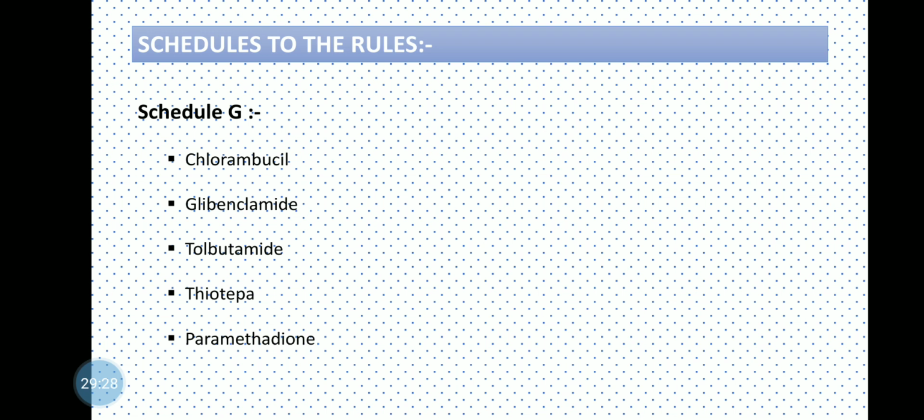What is the reason why it should be taken under the supervision of an RMP? Because it is dangerous to take them except under an RMP. If you have not taken these medicines under the supervision of a registered medical practitioner, it can be dangerous to the life of the patient. Such drugs which are to be taken under the supervision of an RMP are specified in Schedule G. For example, chlorambucil, glibenclamide, trimethadione, trioxidone, tolbutamide, etc.